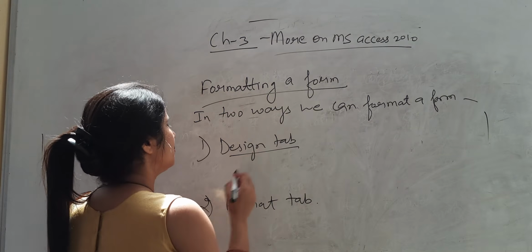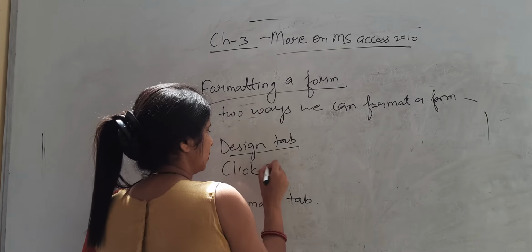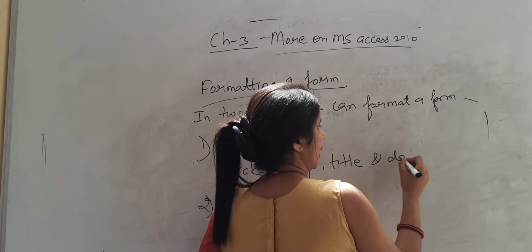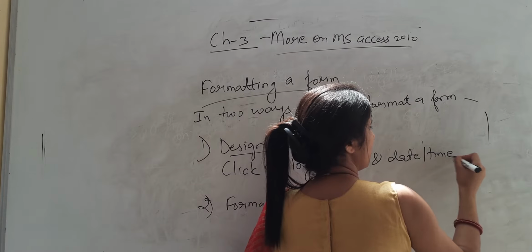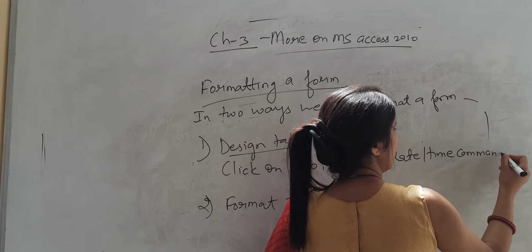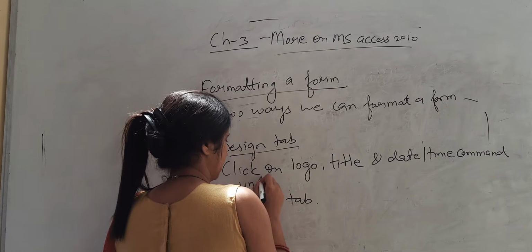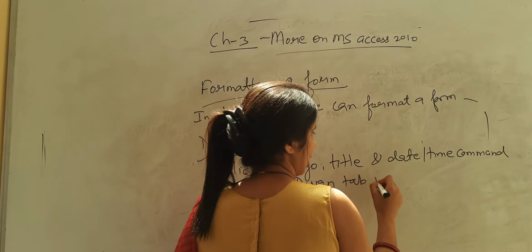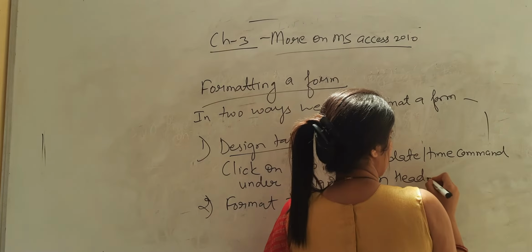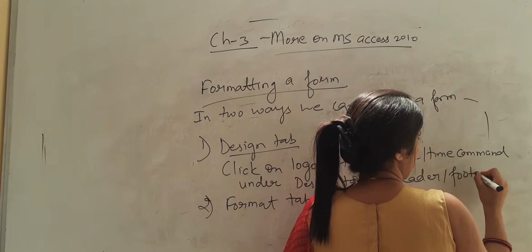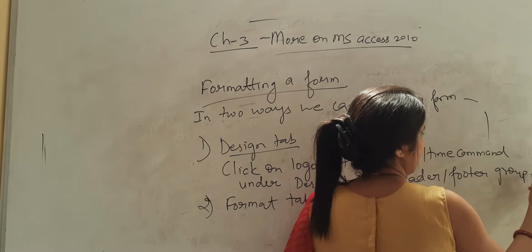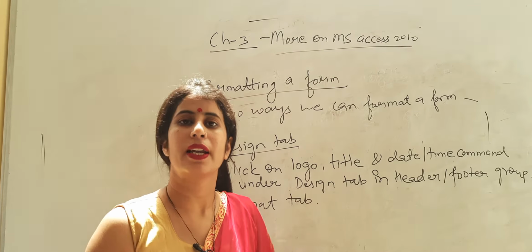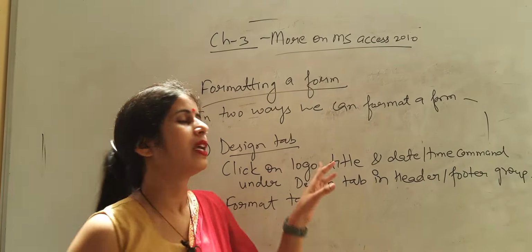So how can we format a form using design tab? Click on logo, title and date time command under design tab in header footer group. With the help of these three commands we are able to format our form using the design tab.